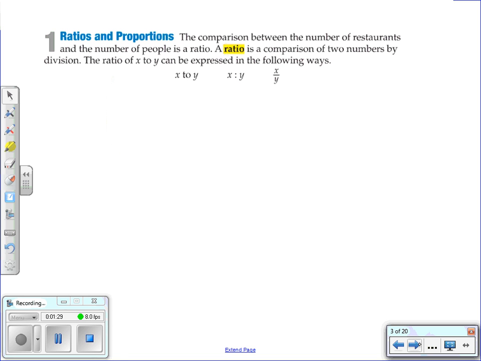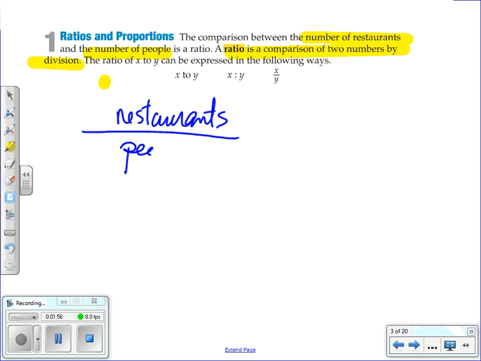All right, here's the first one. A ratio is a comparison of two numbers by division. But yeah, you guys already knew that, right? We've done this one a million times, I swear. And in the case of the example we just had, the comparison was between the number of restaurants and the number of people. So we were comparing restaurants, right, compared to people and comparing them by division. Usually we look at it this way, although you can see ratios written in these other two ways as well. We'll be working with X over Y format.